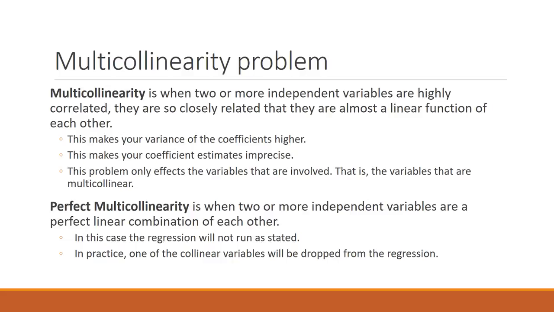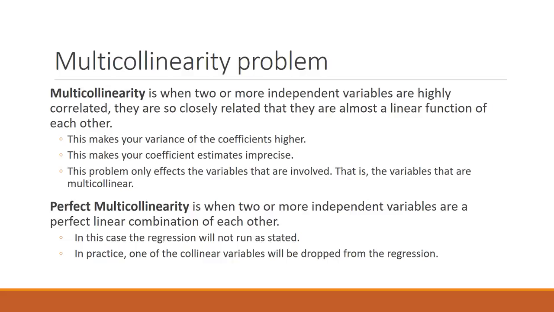Now, and I want to be clear on this, this problem only affects the variables that are involved. That means it only affects the variables that are multicollinear. If a variable x1 is multicollinear with variable x2, then you will have artificially high standard errors for the coefficient on x1 and x2. That means it'll be difficult to do your hypothesis testing on the coefficients from the variables x1 and x2.